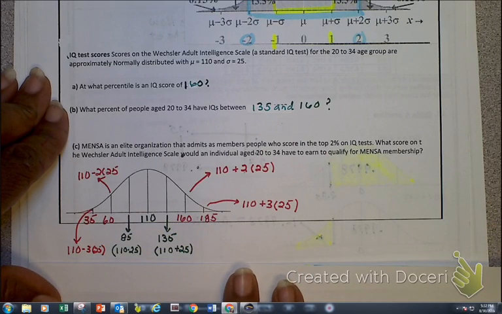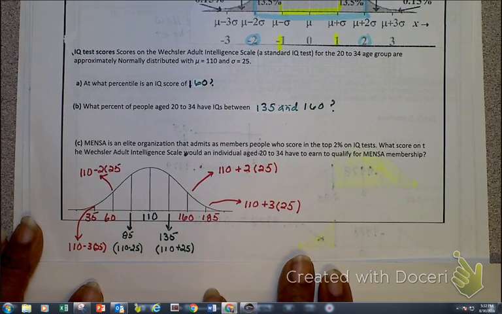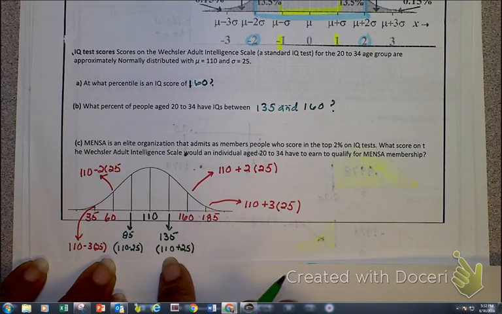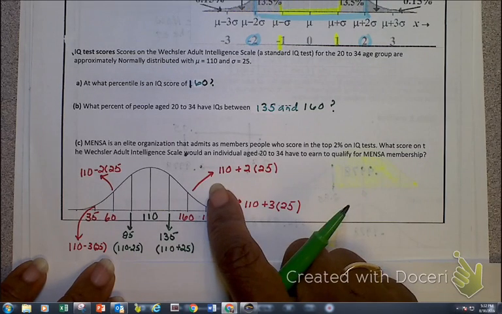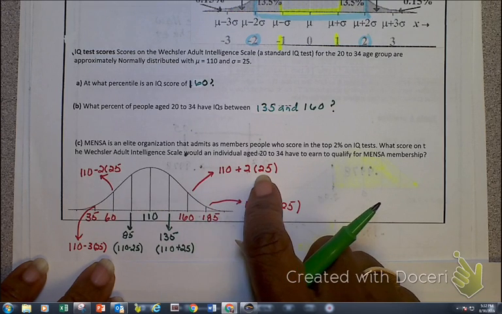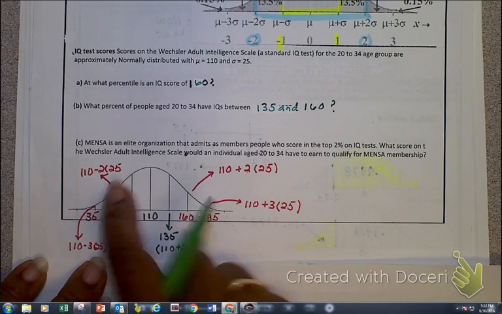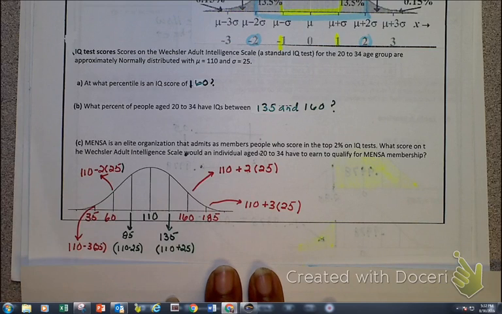And here are the values, and this is how I came up with them. Because remember, one standard deviation away is the mean plus the 25, the mean minus the 25. 2 standard deviations above the mean is the mean plus 2 times 25. 2 standard deviations below is 110 minus 2 times 25, and so forth and so on. So you see where I have the values.